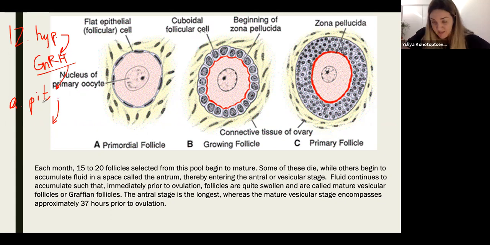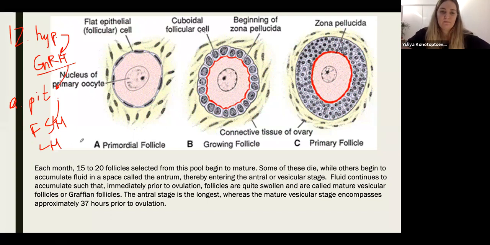This pituitary releases FSH and LH. It releases two hormones, FSH and LH. FSH stands for follicle stimulating hormone. LH stands for luteinizing hormone. This is happening at puberty. The hypothalamus secretes GnRH. GnRH works on the anterior pituitary gland. This gland secretes FSH and LH. What do you think FSH does? Follicle stimulating hormone. What does it do?